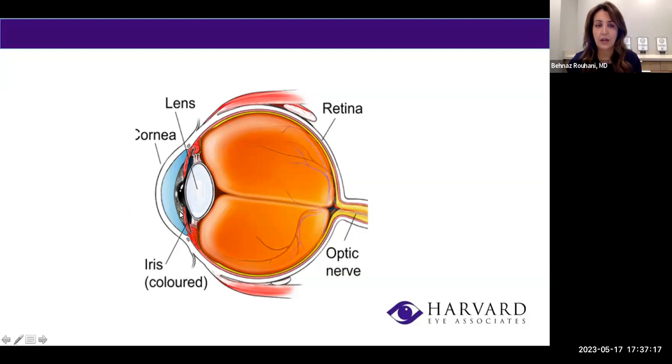Then we have the color part of the eye, which is called the iris. Behind the iris, the lens is located. Our lens is naturally clear, and as we age, it gets a cloudier or yellowish coloration. And then as time goes by, if it is left untreated, it can get darker yellow, brown, and white, which these days we don't let happen anymore. We take care of that sooner than later.